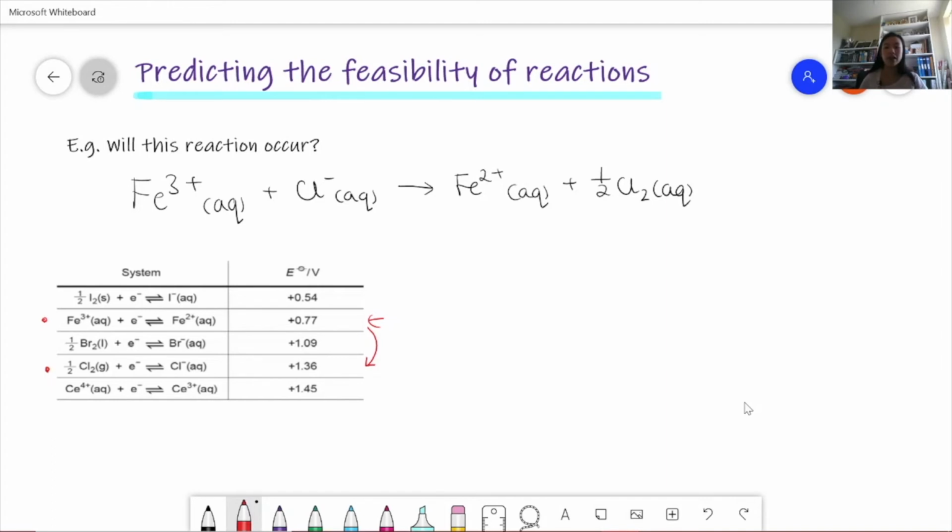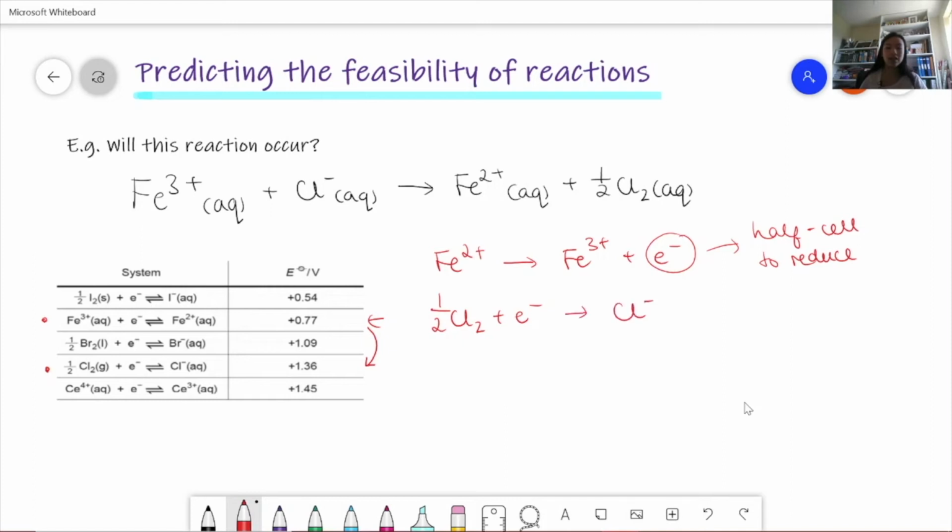And so what's happening is that Fe2 plus is being converted into Fe3 plus and an electron, because this electron is going to the other half cell to reduce it. So in the other half cell, what is happening is how they've written it. So we have the half Cl2, and then that's accepting the electron, which has just come from the Fe2 plus Fe3 plus, and this is going to form Cl minus.